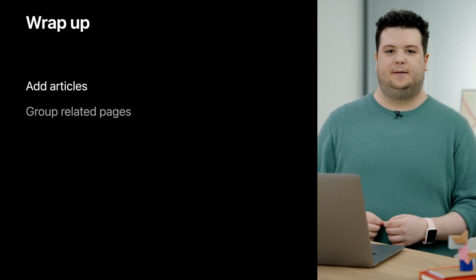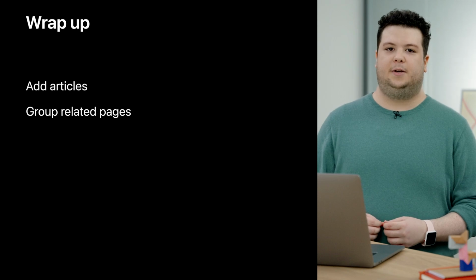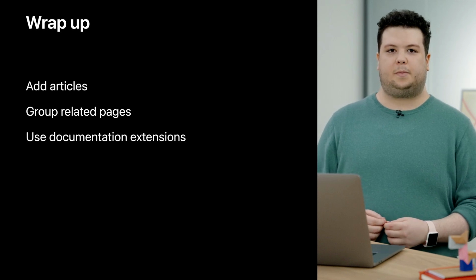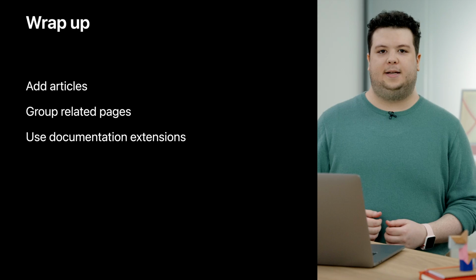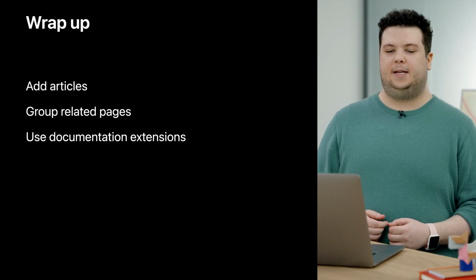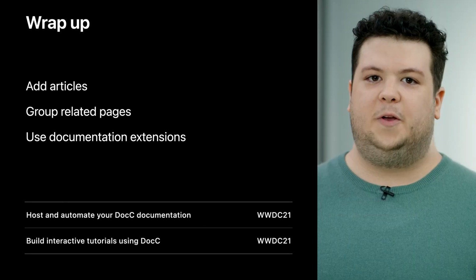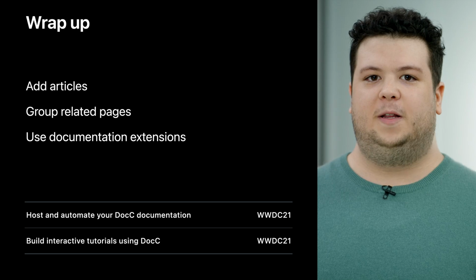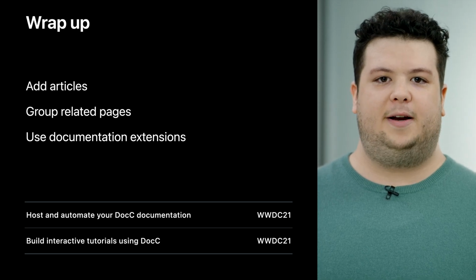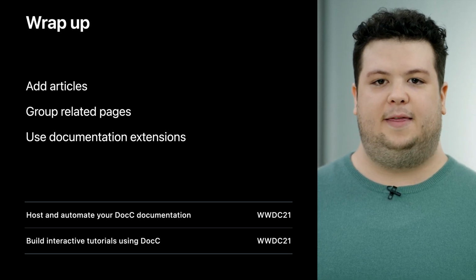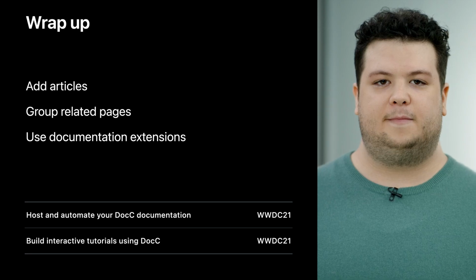First, create articles to introduce your framework and explain how your APIs work together. Next, organize your documentation into groups to improve navigation. Finally, add depth and detail to your API reference in documentation extension files. If you want to go even further, you can learn how to publish to the web and guide readers step-by-step with tutorials in these two related sessions.